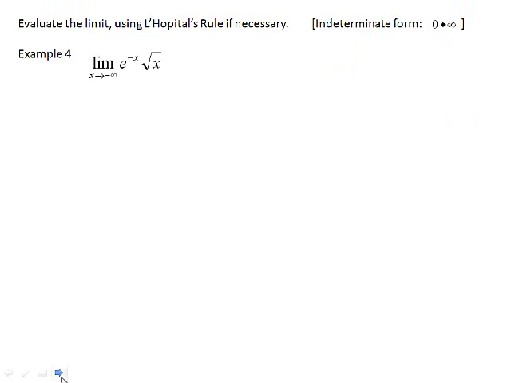All right, here's the next one. Same instructions. Is that 0 to infinity?